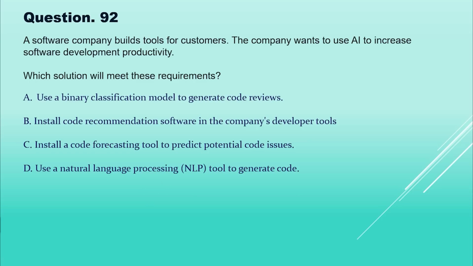And the correct answer here will be option B. Install code recommendation software in the company's developer tools. Because code recommendation tools can be helpful, but they are often focused on suggesting improvements or alternatives to existing code rather than generating new code from scratch. While useful, it may not provide the same level of productivity boost as an NLP-based code generation tool. So option B is correct here.